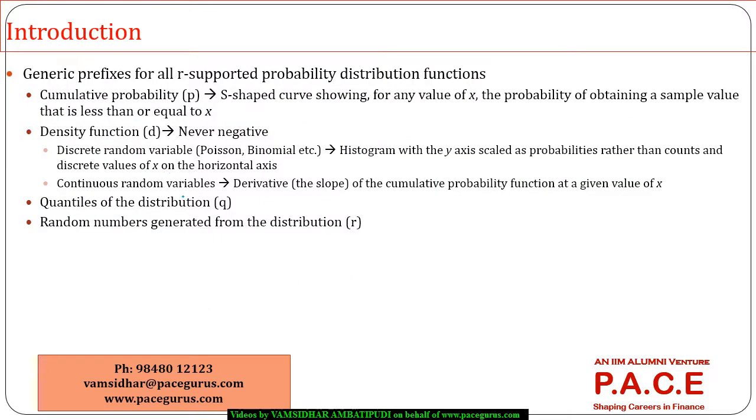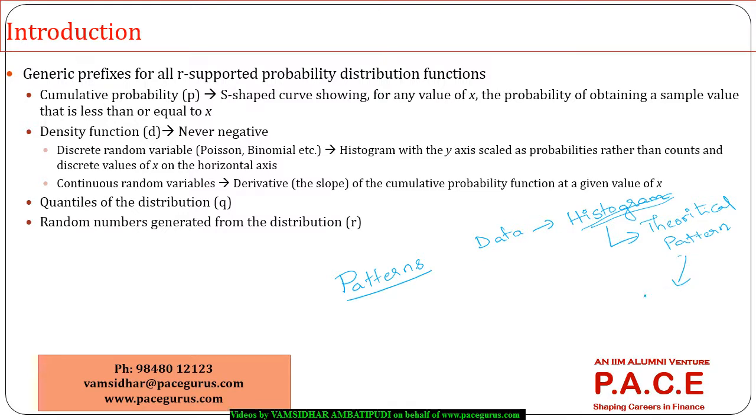A few important things. All these distributions are nothing but patterns of the data. I'm taking the data, looking at a histogram of the data, and seeing whether I can map this histogram to a particular theoretical pattern. And all these distributions are simply theoretical patterns. So if I can more or less map the histogram of my data to a theoretical pattern, I can proceed for further analysis. I can draw a lot of inferences because theoretically I know a lot of things about that particular pattern.